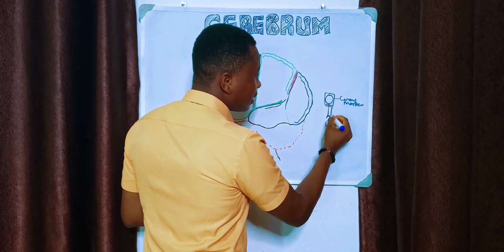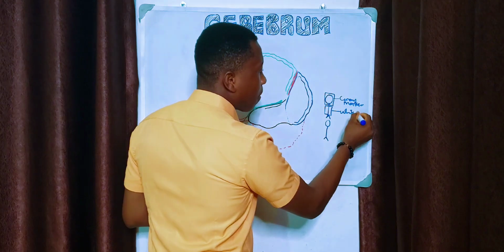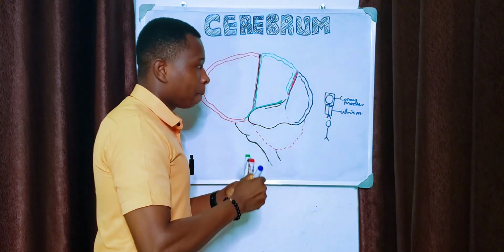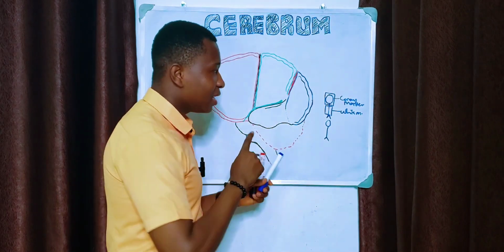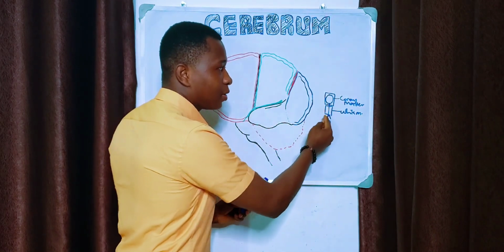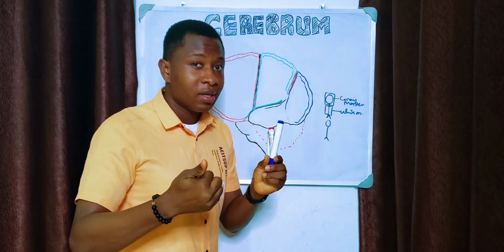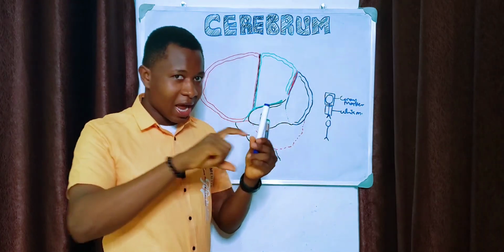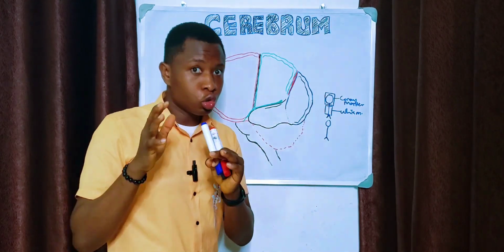Now, the axon makes up the white matter. That is because of the insulation called myelin sheath. The myelin sheath wrapped around the axon is actually made up of fat, and fat is white. That is why it is white matter. So the white matter is basically the axon, and the gray matter is the cell body or soma.